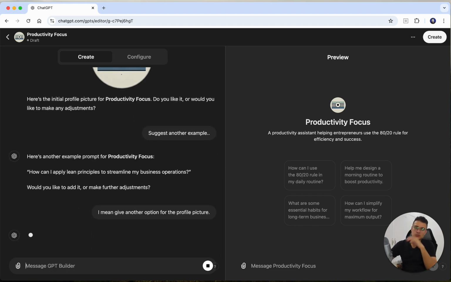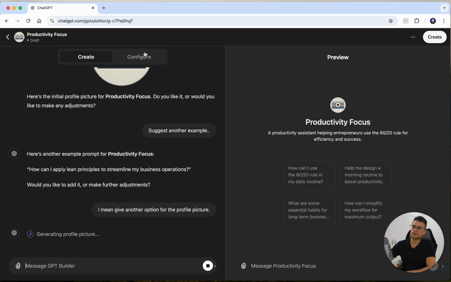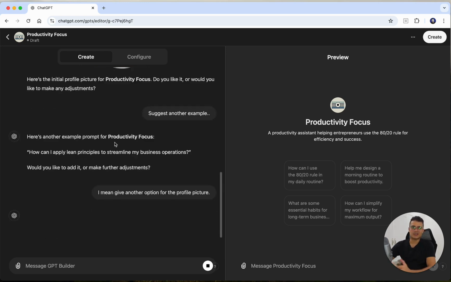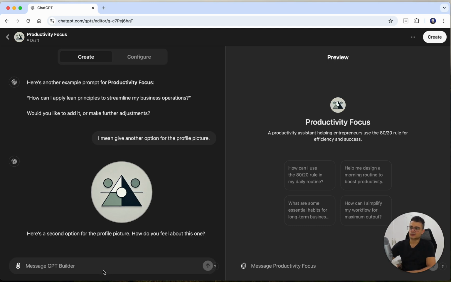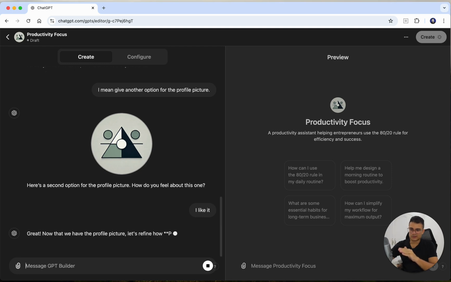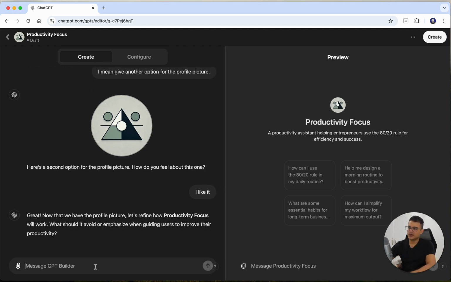picture. I usually just use the configure directly, but if you're getting started, I think this create is a good option for you to play around with things like creating profile pictures and so forth. But I just use the configure. So here's an option. I like it. So central focus, there is a pyramid.